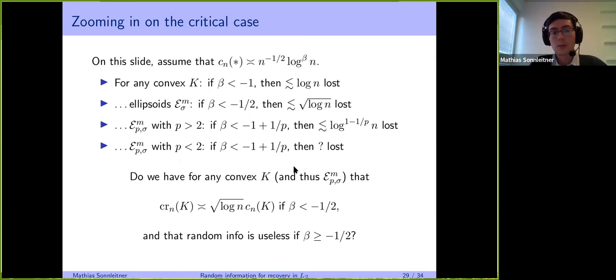And now the question would be, if we have for any convex set K, maybe even that the random Gelfand widths are equivalent to the Gelfand widths multiplied by square root log n, so that we lose some square root log n if the beta is small enough. And if the beta is larger, then maybe random information is useless. It would be interesting to know this.